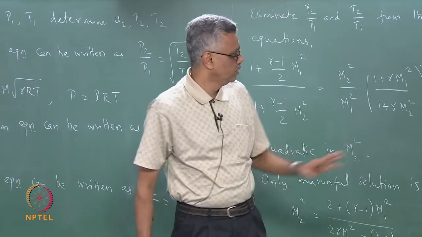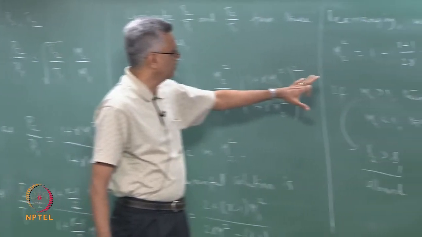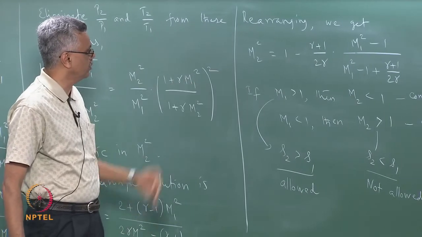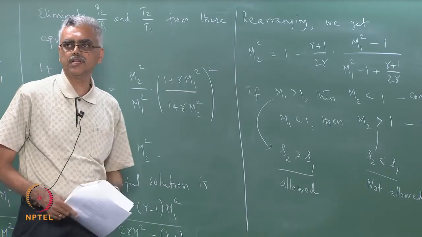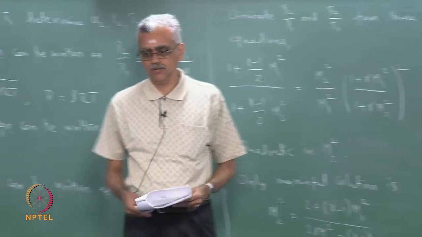Okay. So we have derived a solution for M2 in terms of M1. Once we have that, other quantities can be derived very easily. Let us take a look at that next.